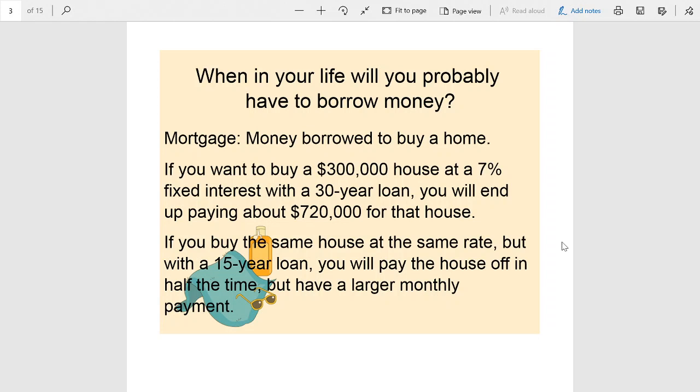Kind of crazy. But maybe instead you said, you know what, I want to pay it off quicker, and I just want a 15-year loan. Well, you might actually end up saving some money, because even if you have the same interest rate, which typically would be different for 15 years, you'll pay it off in half the time. You might save some money, but you will have a larger monthly payment to pay it off quicker.